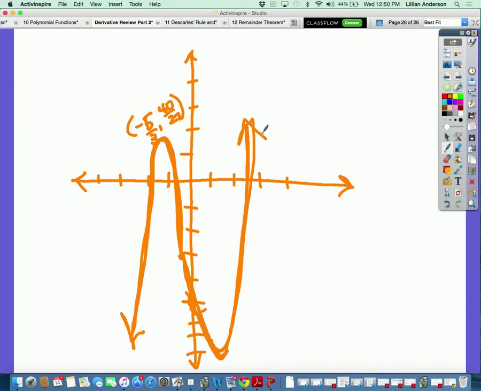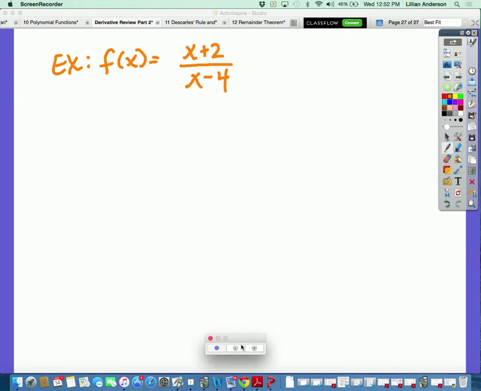And next page. Alright, so let's do a different one, okay? I remember something about this one. This is what type of function?